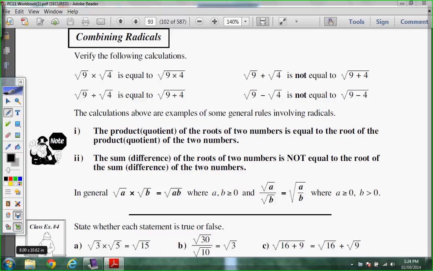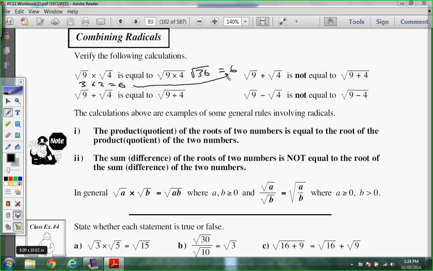Verify the following calculations. We're going to do it two different ways. Root 9 times root 4, is that equal to root of 9 times 4 in the radical? Well, let's think about that for a second. What's 9 times 4? 36. What's the square root of 36? Okay. What's the square root of 9? Square root of 4. What's 3 times 2? We're good. That is allowed. That is okay. So when you're multiplying radicals, you multiply the inside.